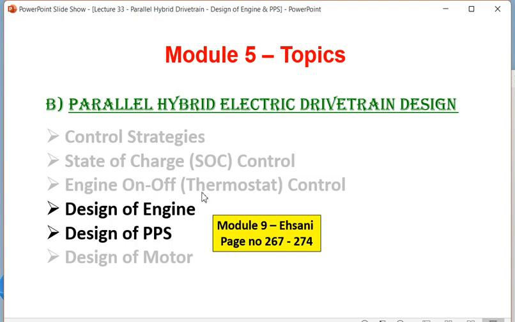The engine is generally called the primary power source for the parallel hybrid electric drivetrain, and PPS is called the secondary power source or bumper power source. All this we can find in the book of Ehsani, module number 9. Ehsani is our textbook. Between page numbers 267 to 274, we find the theory related to the design of the engine and the design of PPS.